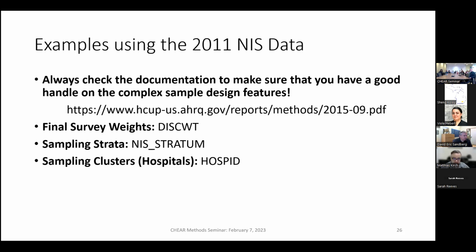In this case, the final survey weights were in a variable called DISCWT. The sampling strata were in a variable called NIS_STRATUM. And the sampling clusters, which were hospitals, were in a variable called HOSP_ID. And these were the 3 variables that we need to specify to implement Taylor series linearization as part of our analysis and to get the right kind of weighted estimates.